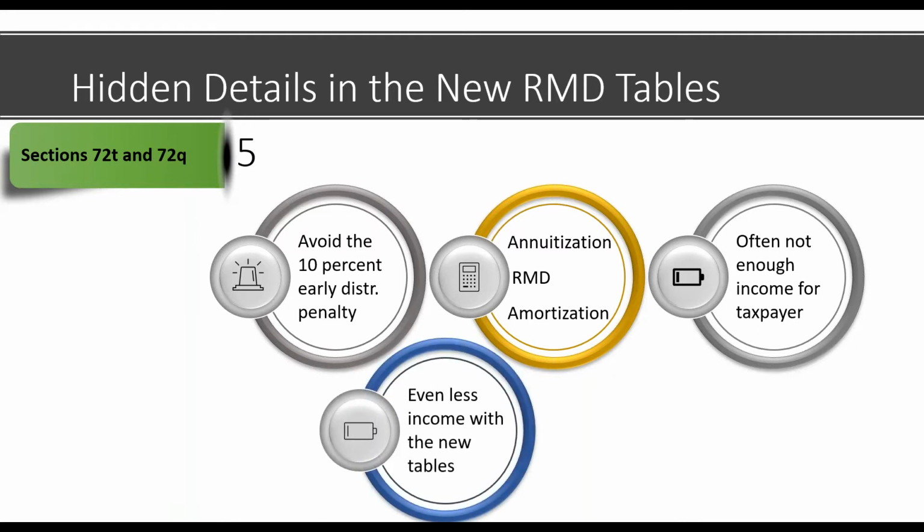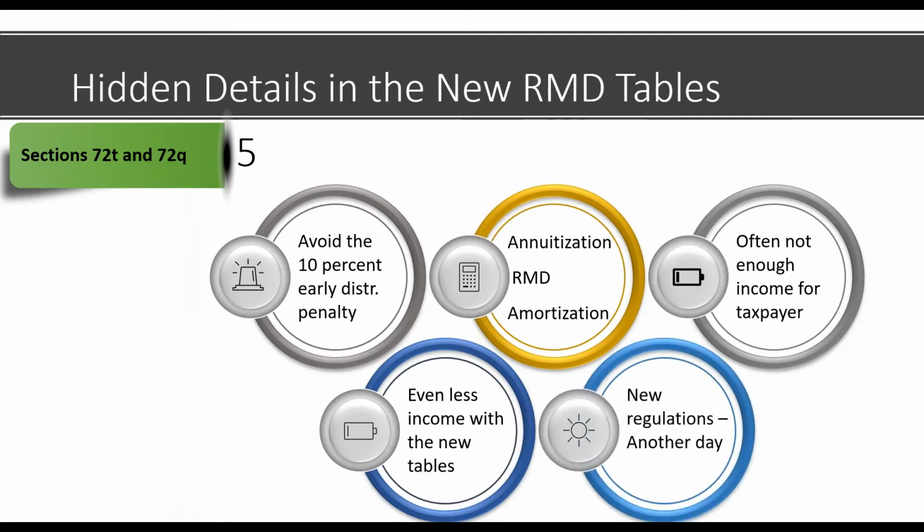The new tables haven't made that any better. Since life expectancies are longer under the new table, the calculations under all three of the methods for 72(t) or 72(q) distributions will be lower, all things being equal. And so that's a bit of an issue for our clients. But there are some new regulations that might give us some relief in that regard, at least in the short term. We won't get into that today, but we'll talk about it more next month.